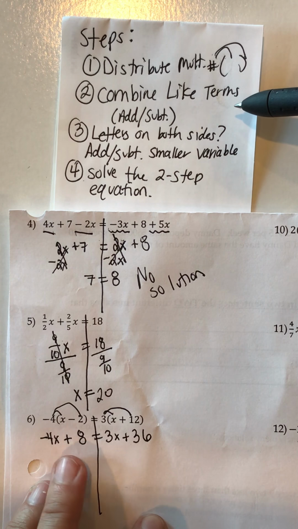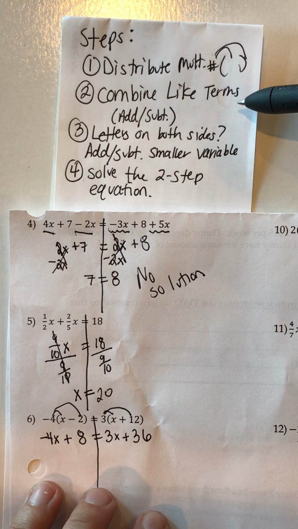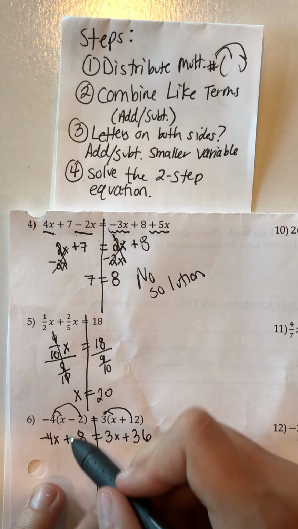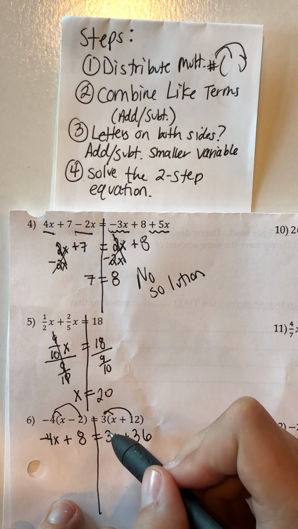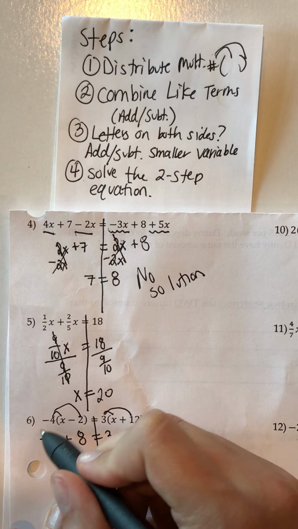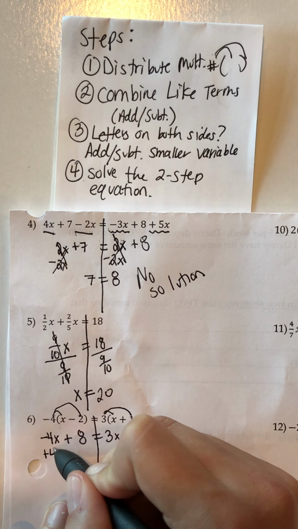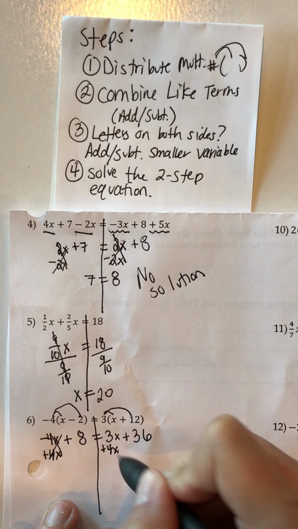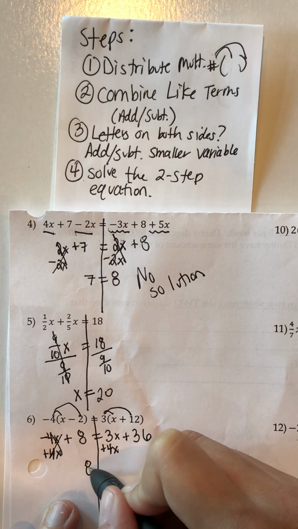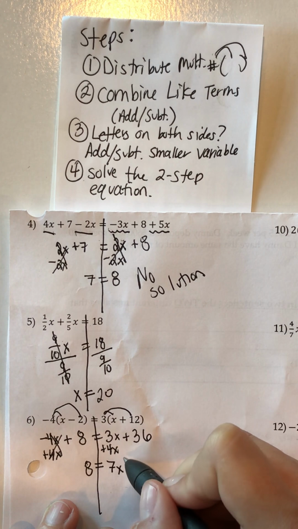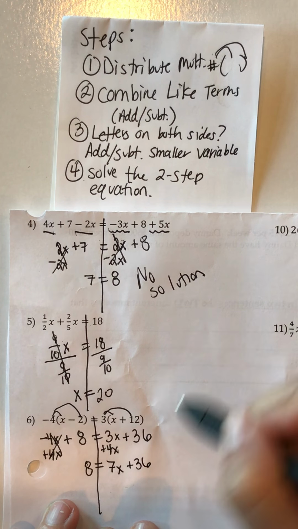After distributing, I notice that there are not any like terms on either side, so I'm going to move the smaller letter by adding or subtracting. So I'm comparing a negative 4x and a positive 3x. The opposite of the negative 4x is smaller, and the opposite of a negative is a positive. So I'm going to add 4x on both sides. 8 drops down. 3x plus 4x is 7x, and I drop down the 36.